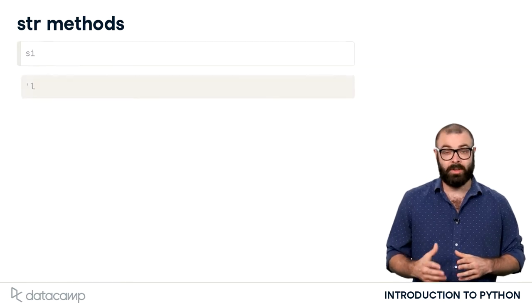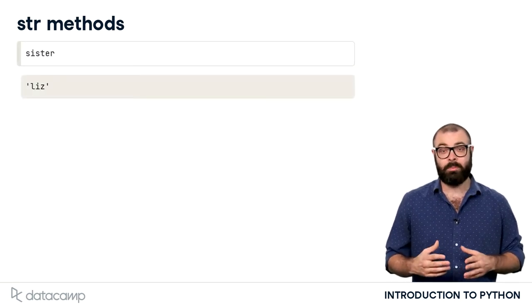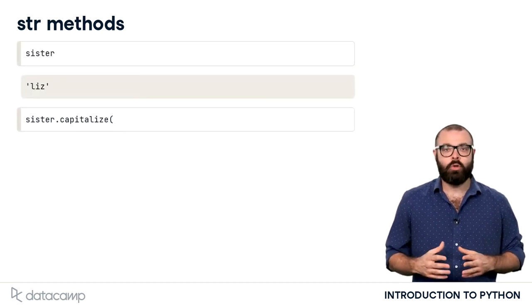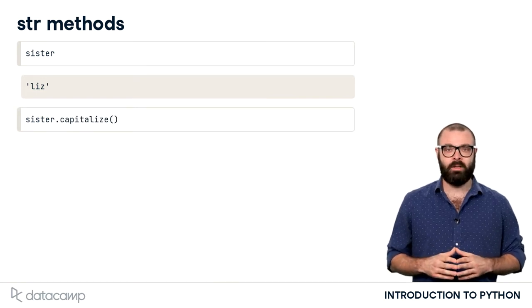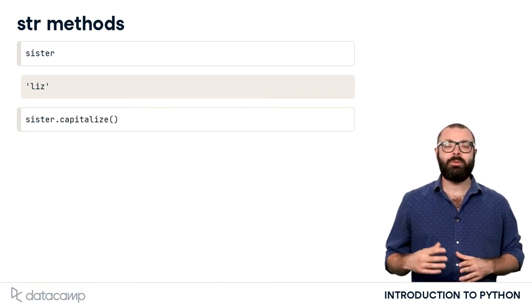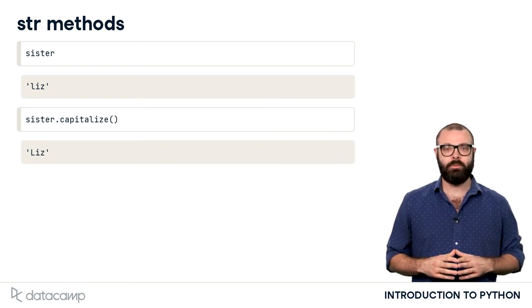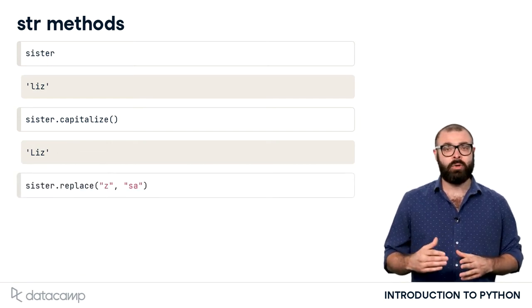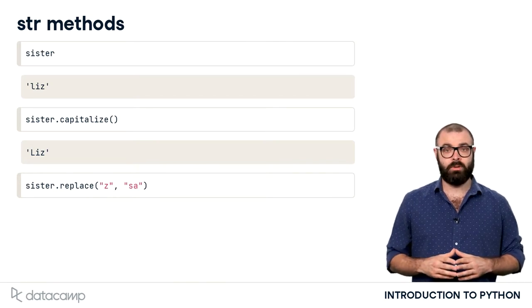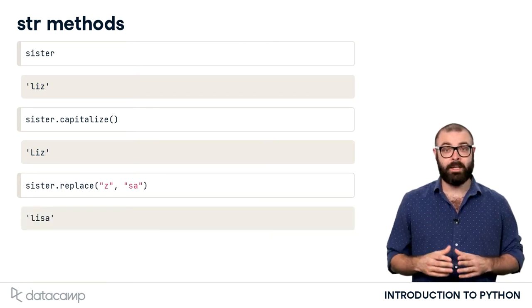Take the variable sister, for example, that represents a string. You can call the method capitalize on sister without any inputs. It returns a string where the first letter is capitalized now. Or what if you wanted to replace some parts of the string with other parts? Not a problem. Just call the method replace on sister with 2 appropriate inputs. In the output, Z is replaced with SA.